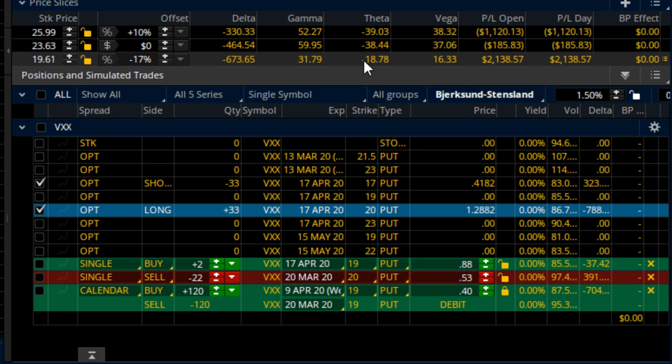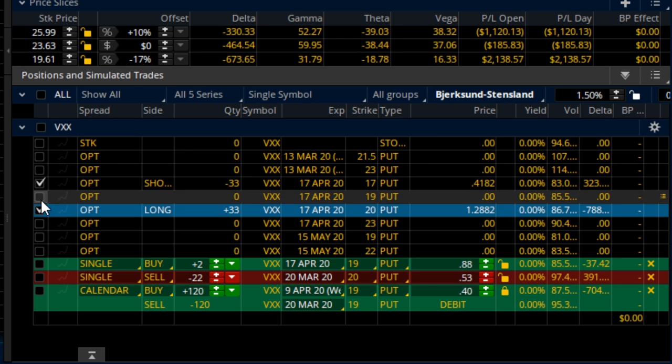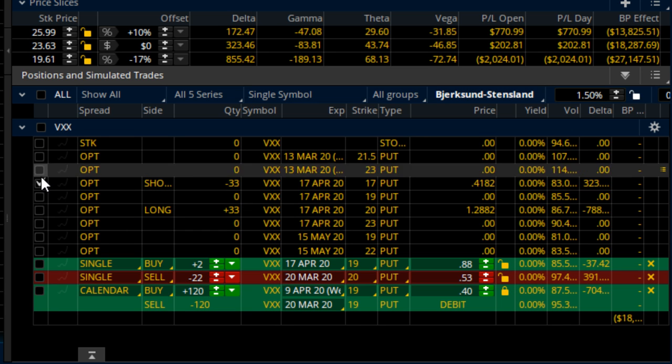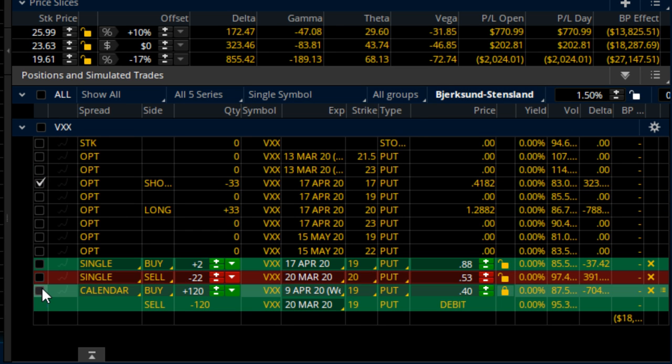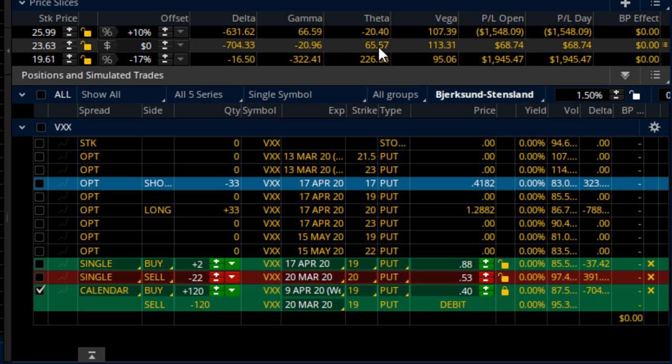So that 38 a day isn't a huge amount if this moves, but if it doesn't move, it starts to add up. We'd much rather be collecting that. Let me put this back on. Much rather be collecting that 100 a day, right? Now, I'm sorry, 65 a day for this spread.